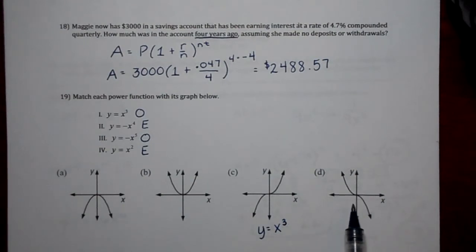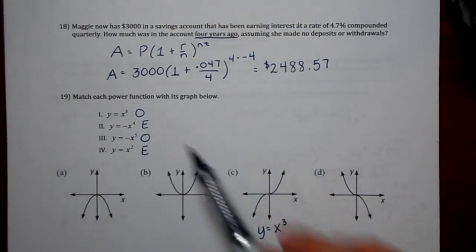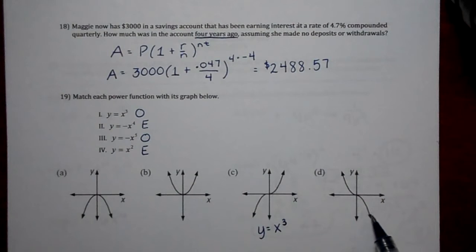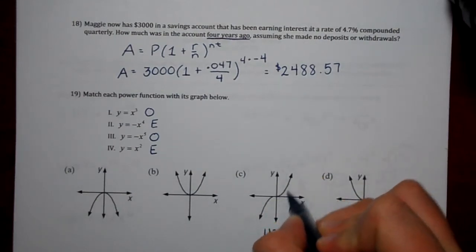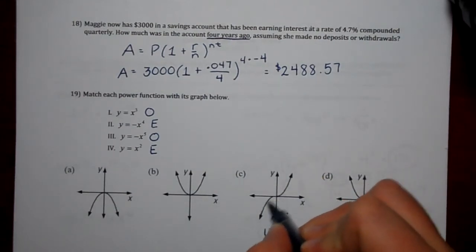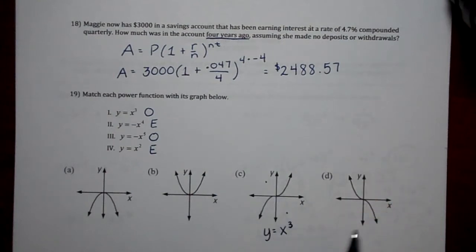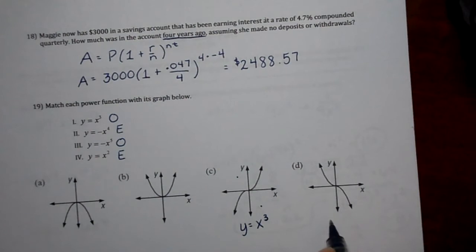Now what's different about this D then, just to make sure that it matches up with that one? Do you see that it's like letter C except it's been flipped over? That's what this negative sign does to your graph, it flips your graph over the x-axis. So it took this portion and put it down here, and it took this portion and put it up here, and that's how we came up with this graph. So that's why this would be y equals negative x to the 5th.